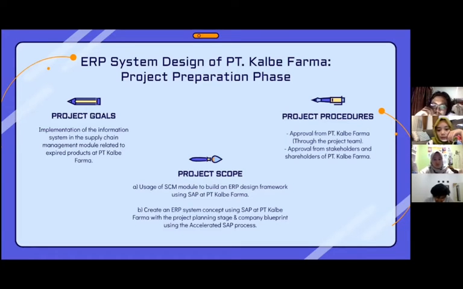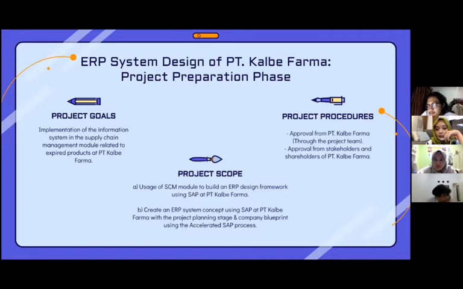For the project scope, there are two. The first is usage of the supply chain management module to build an ERP design framework using SAP at PT KALBE Pharma. And the second is to create an ERP system concept using SAP at PT KALBE Pharma with the project planning stage and company blueprint using the accelerated SAP process.